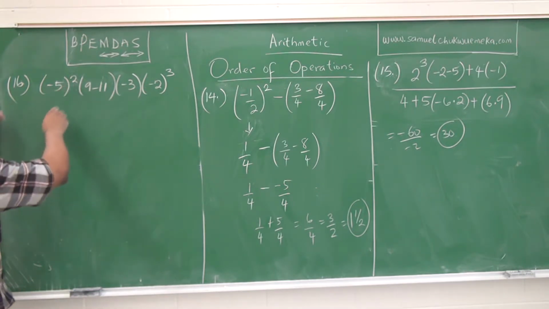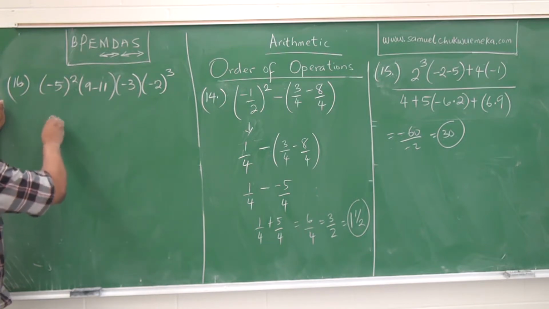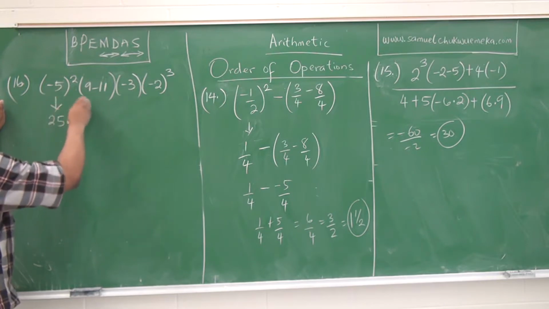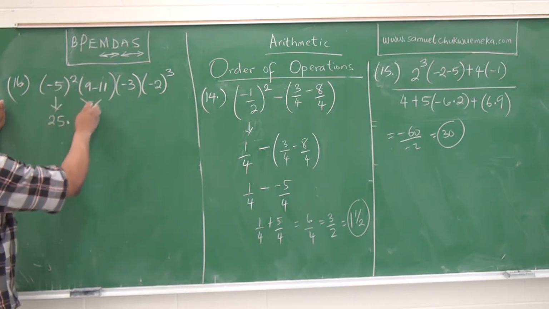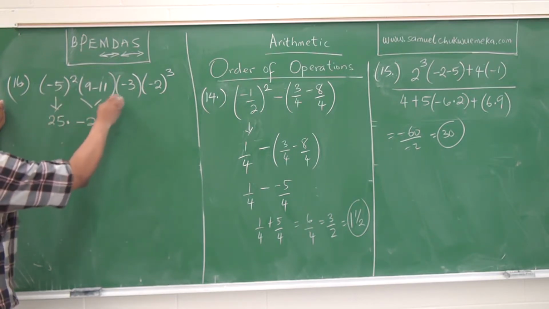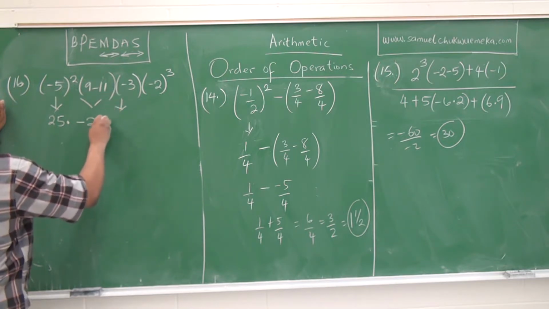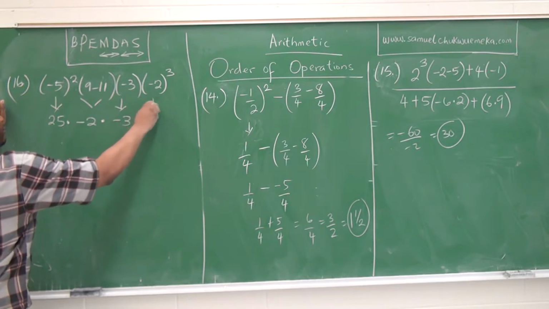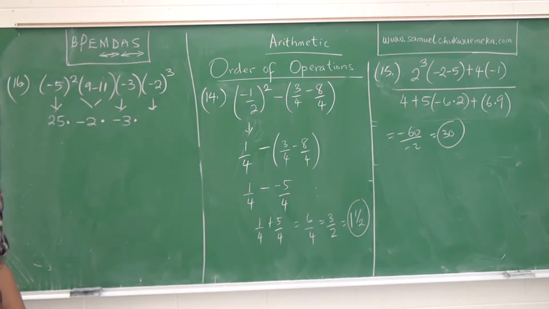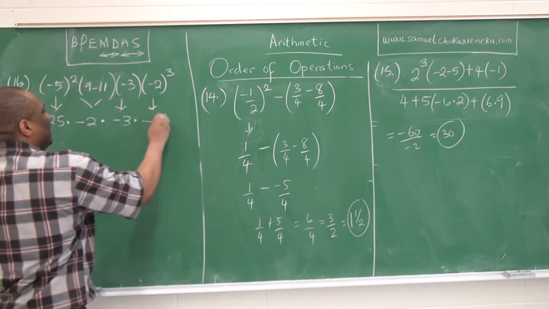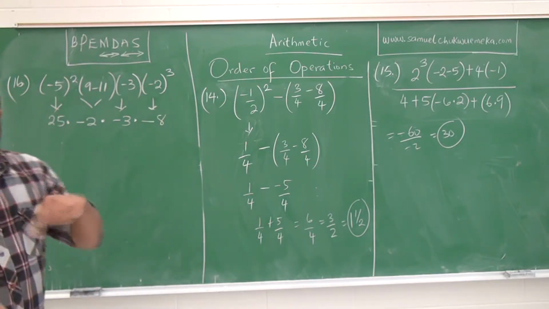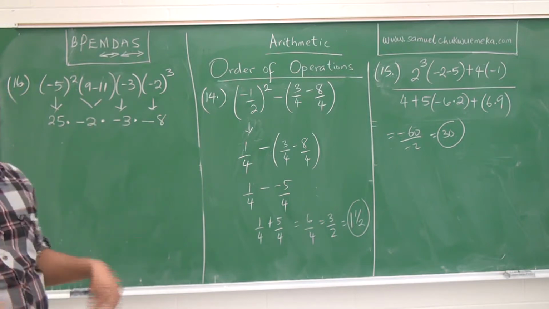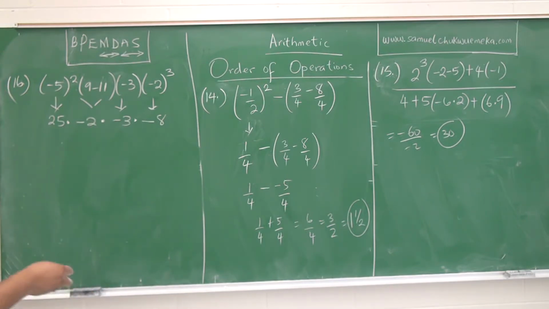Now, negative 5 all squared is what? It's 25 times 9 minus 7. 25. 9 minus 7 is what? Negative 2 times negative 3 times negative 2 all cubed, which is negative 2 times negative 2 times negative 2, negative 8. Now that reminds me, please, you might need to view the video on exponents before you view this video. It's very important.